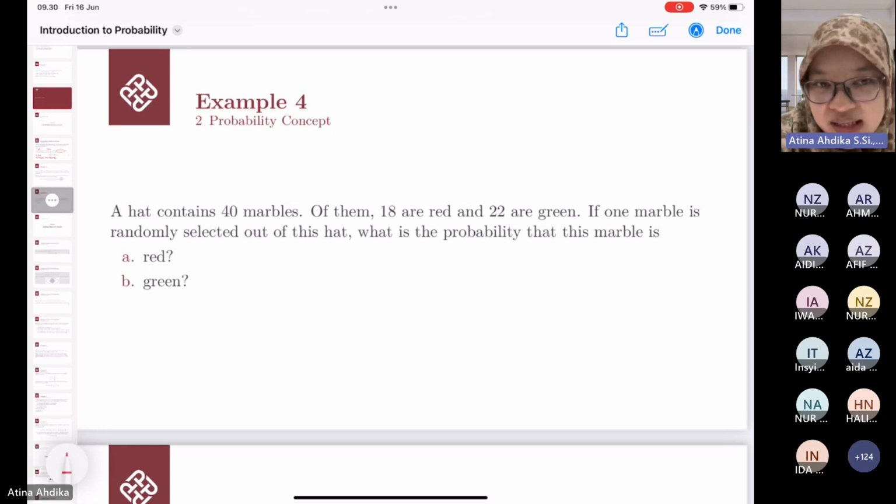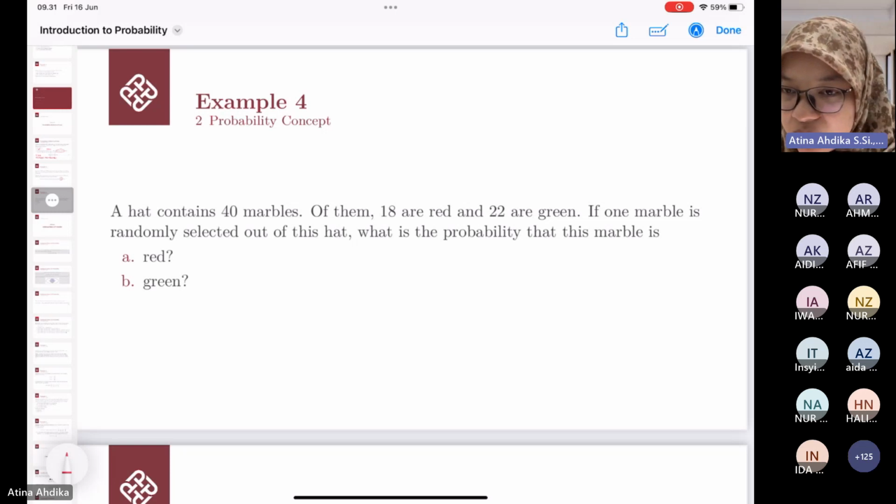And then this is the other example. Suppose that a bag contains 40 marbles. Of them, 18 are red and 22 are green. And then we will select one marble randomly without any knowledge about the color of the selected marble. And then the question is, what is the probability that the marble is red? And the second question is, what is the probability that the selected marble is green? So I want you to answer.